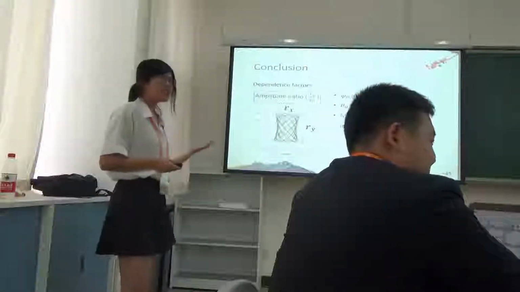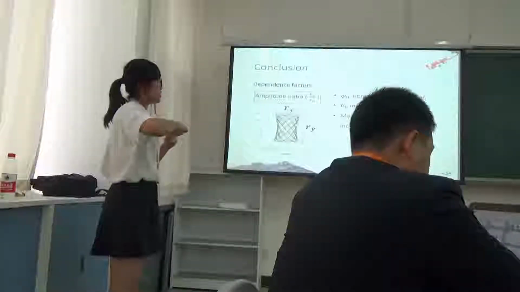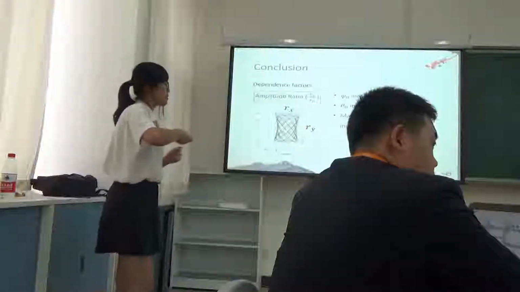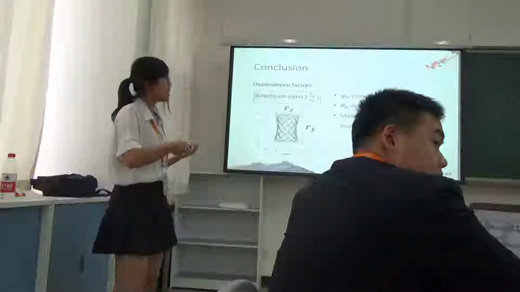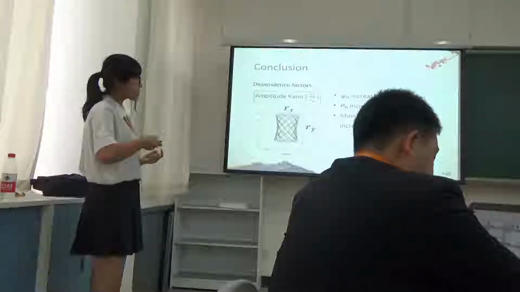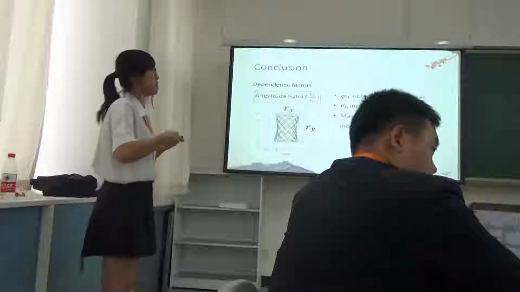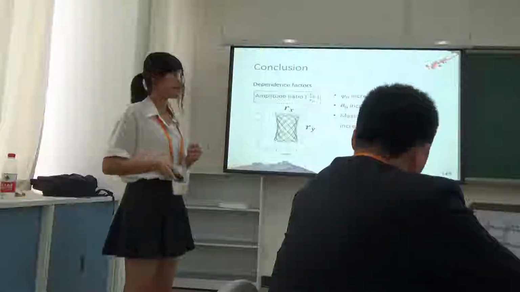First, about the amplitude ratio. The amplitude ratio here is defined as the maximum amplitude divided by the maximum amplitude in the y-axis. We found that as the initial phi is increased, the amplitude ratio will decrease. As the initial theta increases, it will decrease. And as the mass of the ball increases, it will increase.